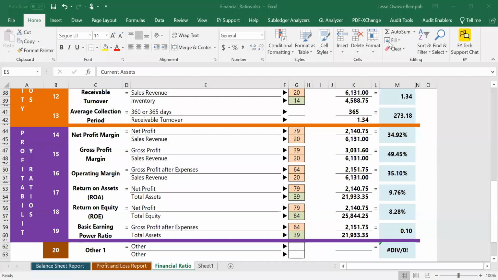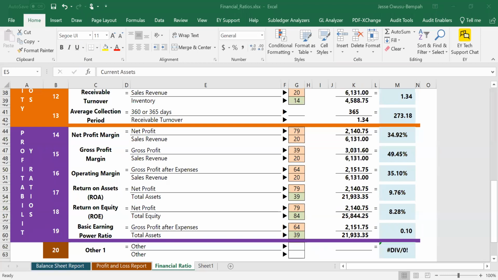Okay, so for profitability ratios, we calculated net profit margin and gross profit margin. There are a lot of ratios to calculate, as I've always stated. So one of the things I would calculate is return on assets.